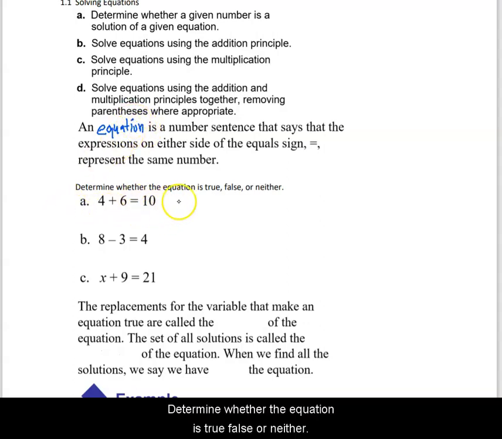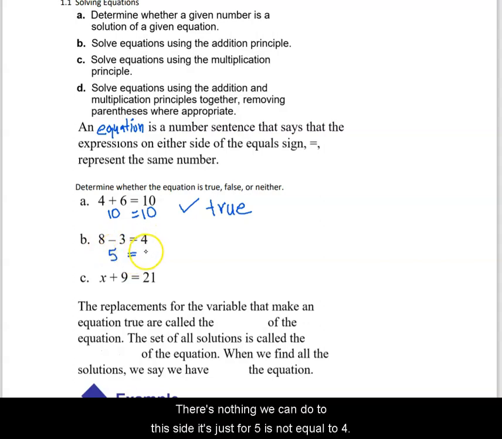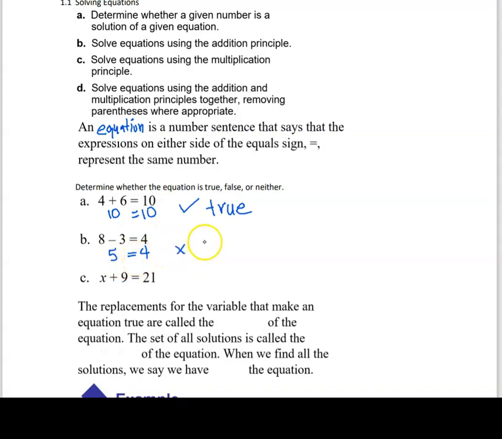Okay, determine whether the equation is true, false, or neither. So what you want to do is look at this and see, does it make sense? Well, 4 plus 6 is 10. There's nothing we can do to this side, so obviously 10 is equal to 10, so this is true. 8 minus 3 is 5. There's nothing we can do to this side, it's just 4. 5 is not equal to 4, so this is false.